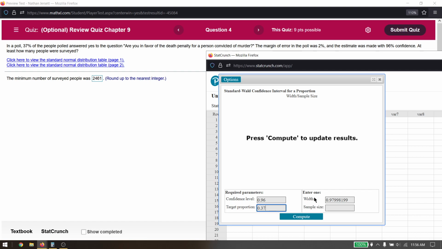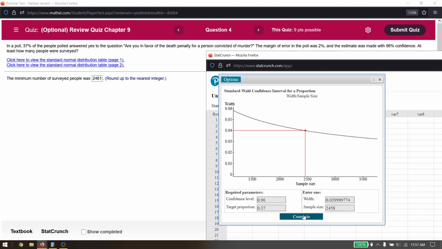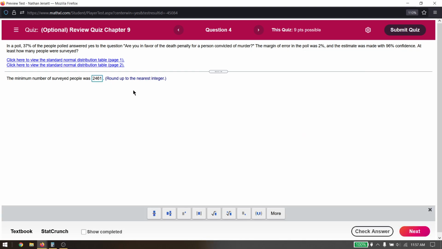The width, now the width in this case is actually the width of the full interval. The margin of error is just how much it is plus or minus around the target proportion. So you add it together and you get 0.04. So that's what the width is, 0.04. And of course the sample size is the only thing we don't know. So compute that. And you see we get 2458.